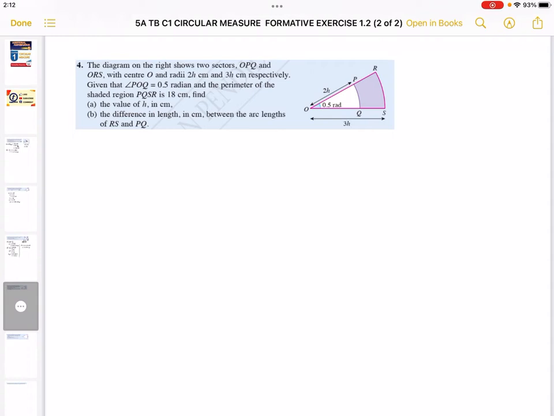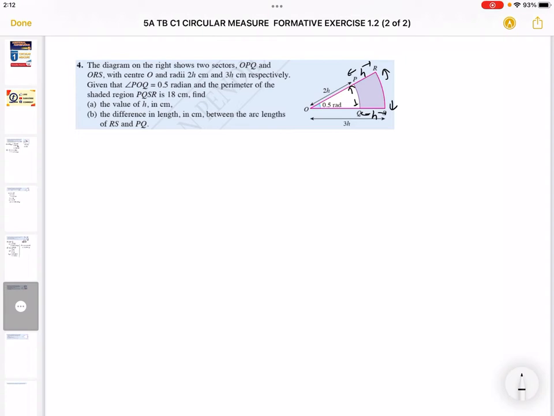Okay, number one, if you're given the perimeter, we know we need to find the length of all these sides. So we know this will be h, because 3h minus 2h is 1h. These two sides, PR and QS, are h each. We can find them. Yeah, so I think I'm going to do it in one shot.